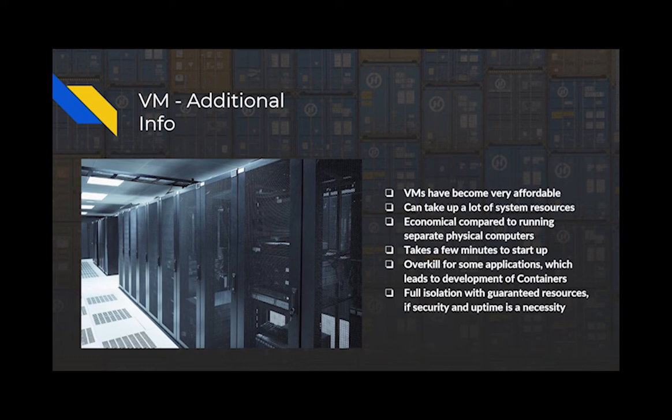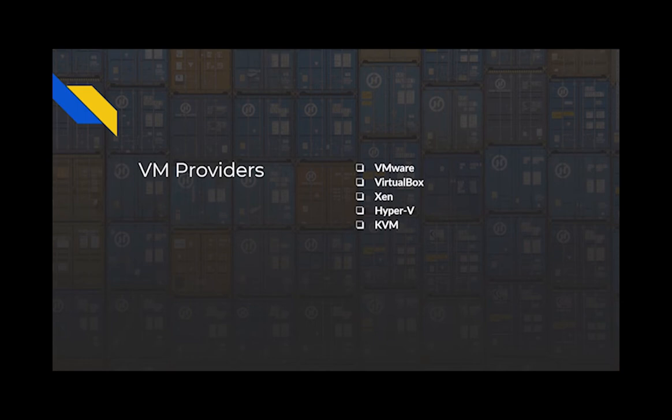So here are some of the virtual machine providers. You have VMware, VirtualBox, Xen, Hyper-V, KVM. I've heard of KVM and Xen. I've used VMware, VirtualBox, and Hyper-V. They all kind of work the same. You basically pay the company for however many virtual machines you want, and then you're allowed to make and maintain as many as you're allowed, which is kind of cool.